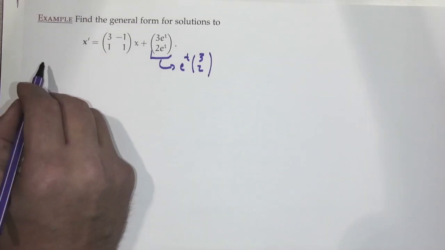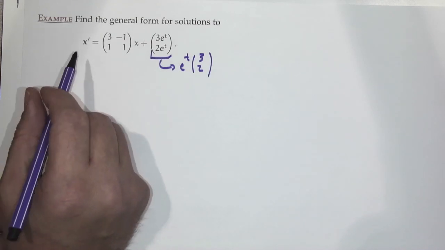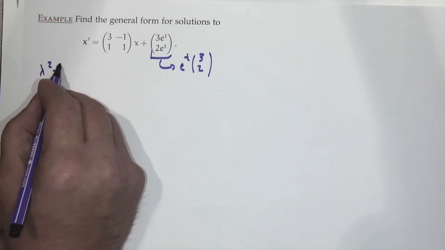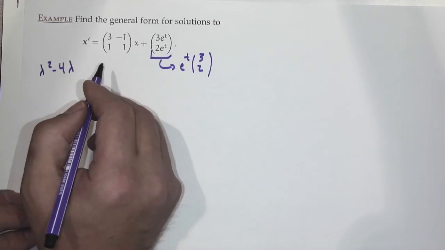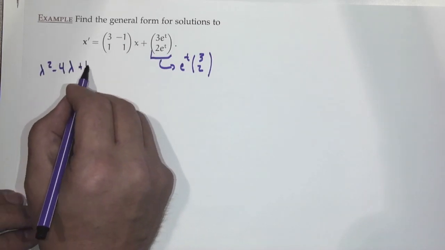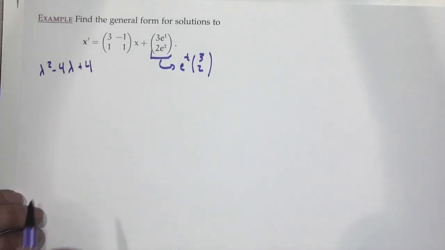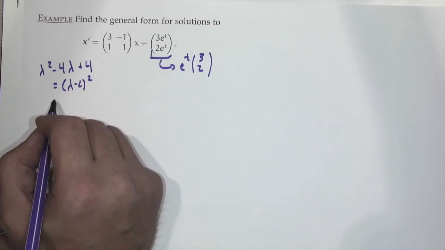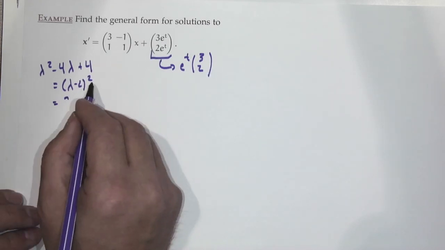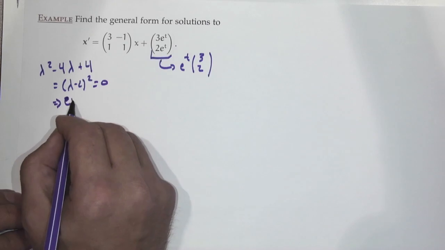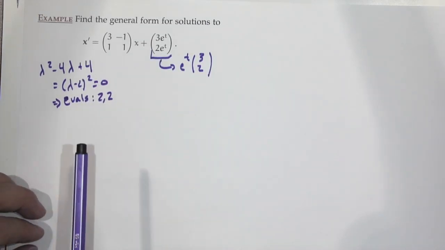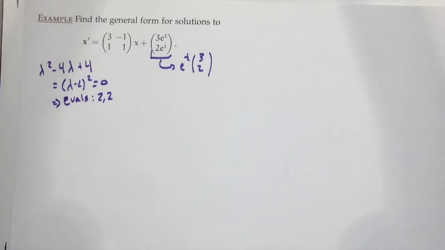Well, okay, so we should do a quick check. What are the eigenvalues? So eigenvalues will be lambda squared minus 4 lambda plus 4, which is lambda minus 2 squared. Oh, deja vu. Equals 0. So our eigenvalues are 2, 2. Now, that's good for us to know. We'll come back to that.